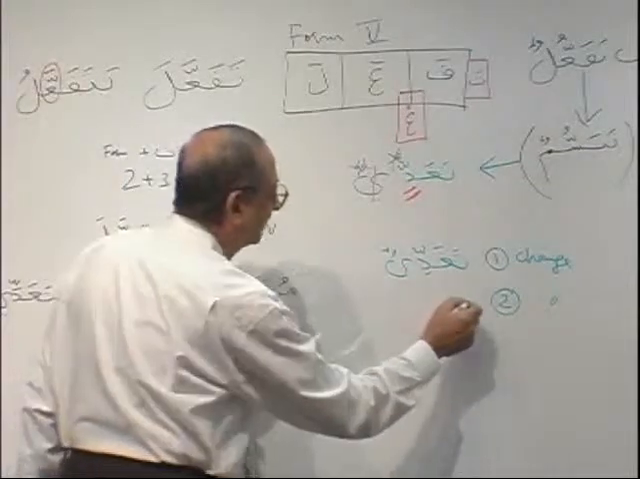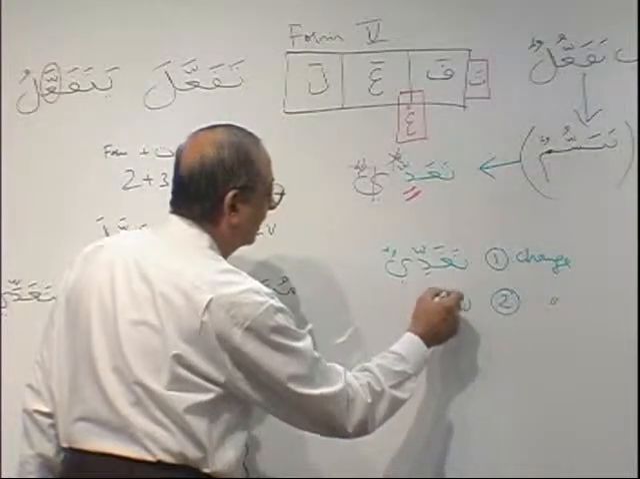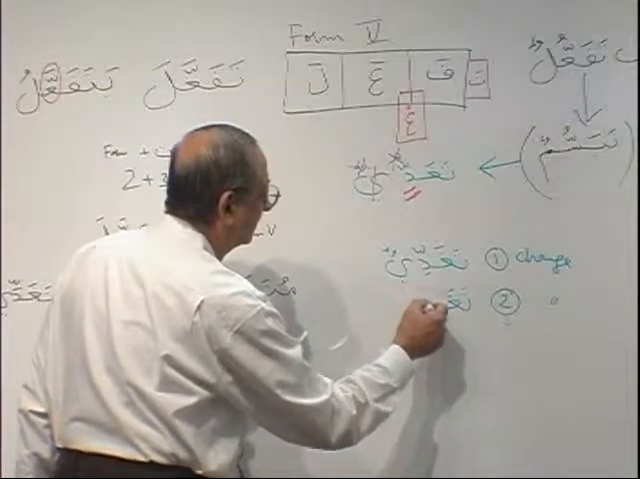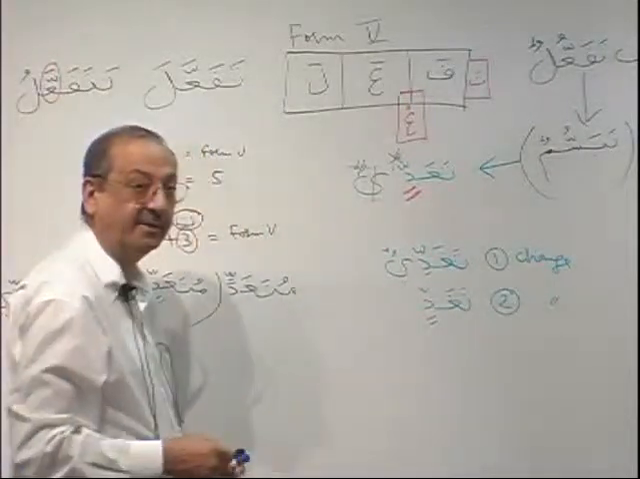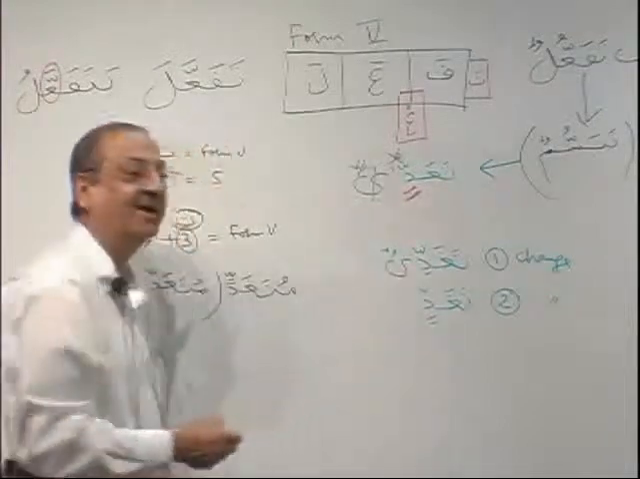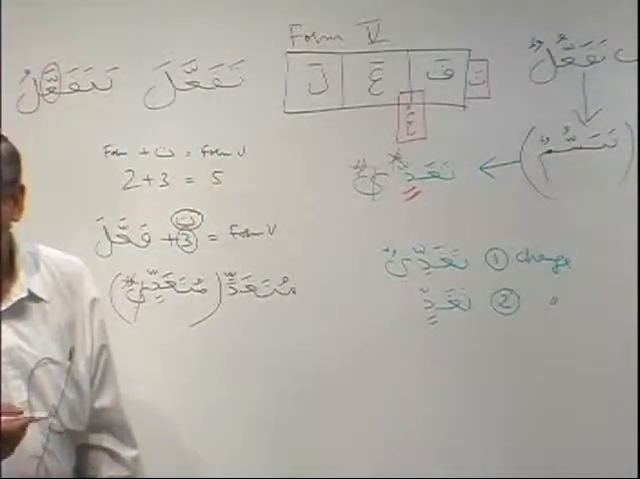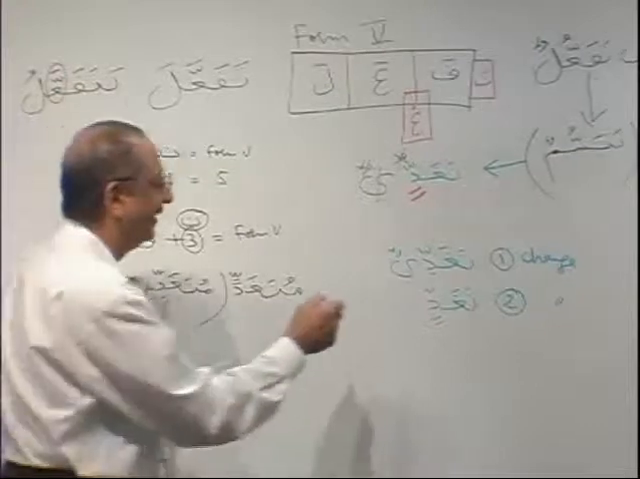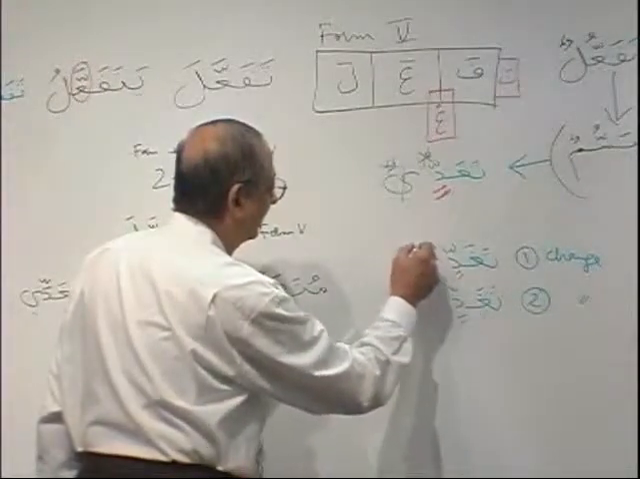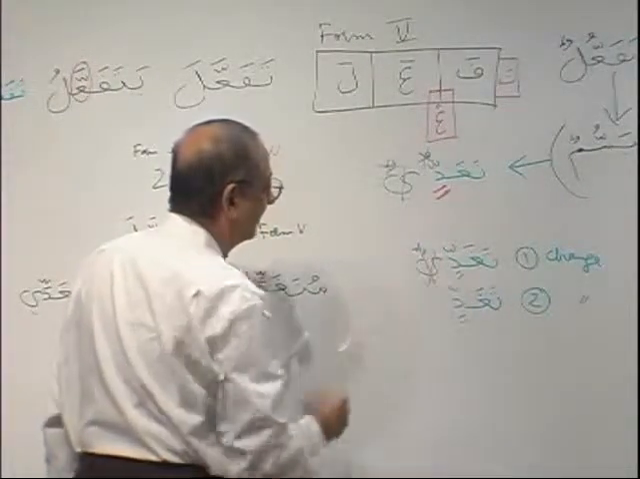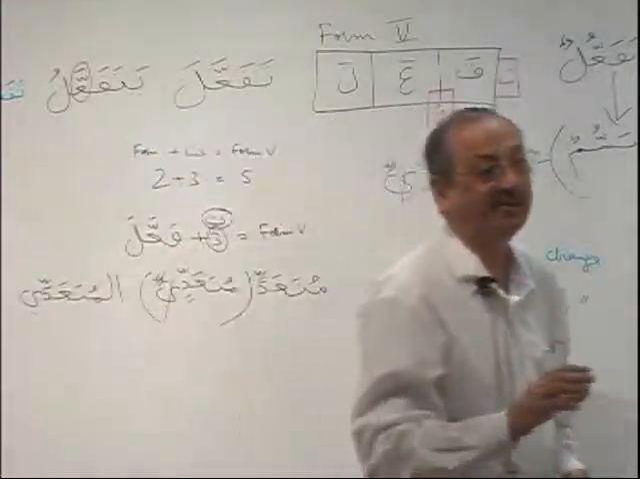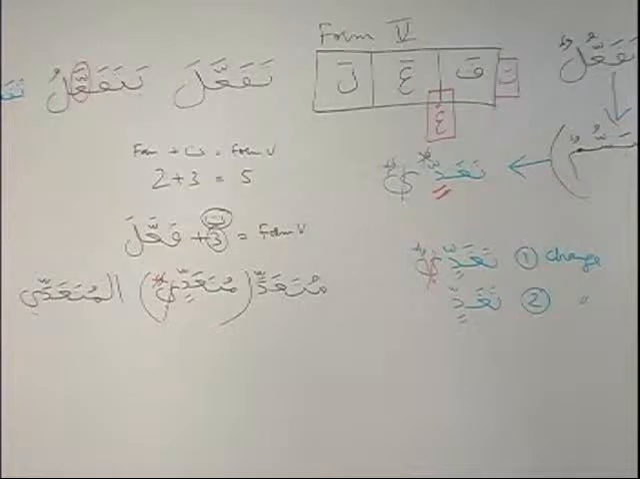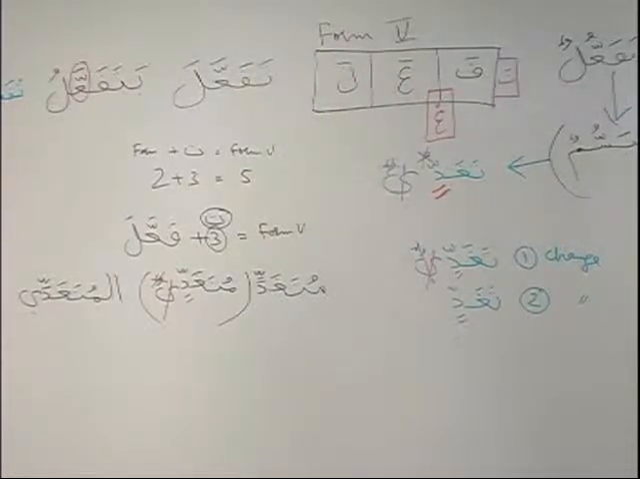Second change is taghad, then. Why did it happen? Because before ya with a tanween, there was a kasra. Are you with me, brothers and sisters? I'm trying to explain in detail and as simply as possible.